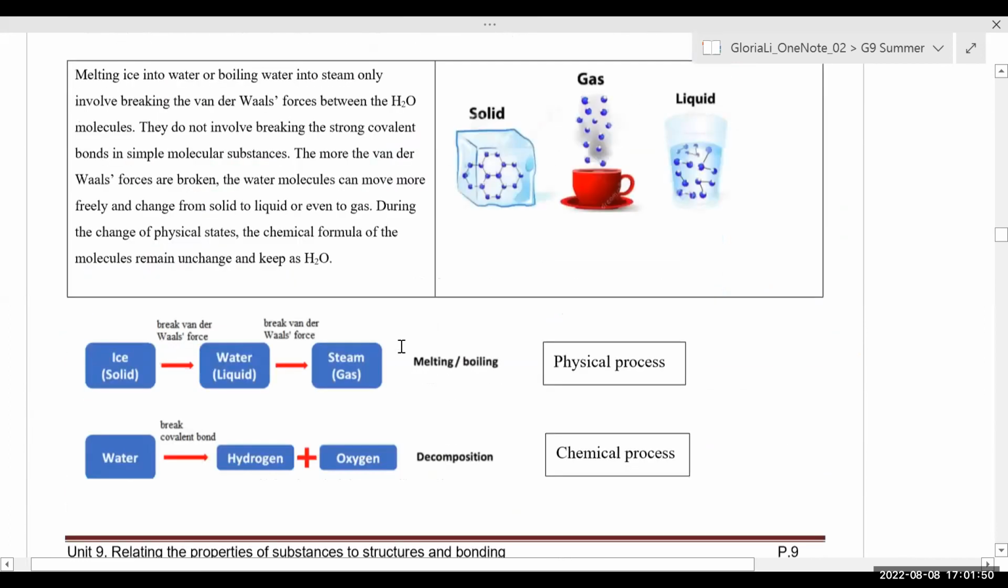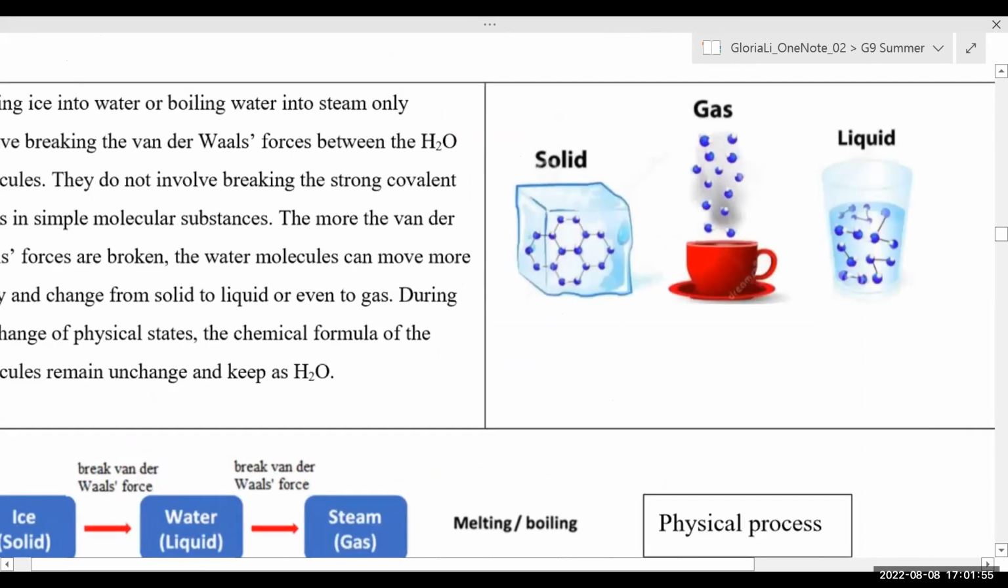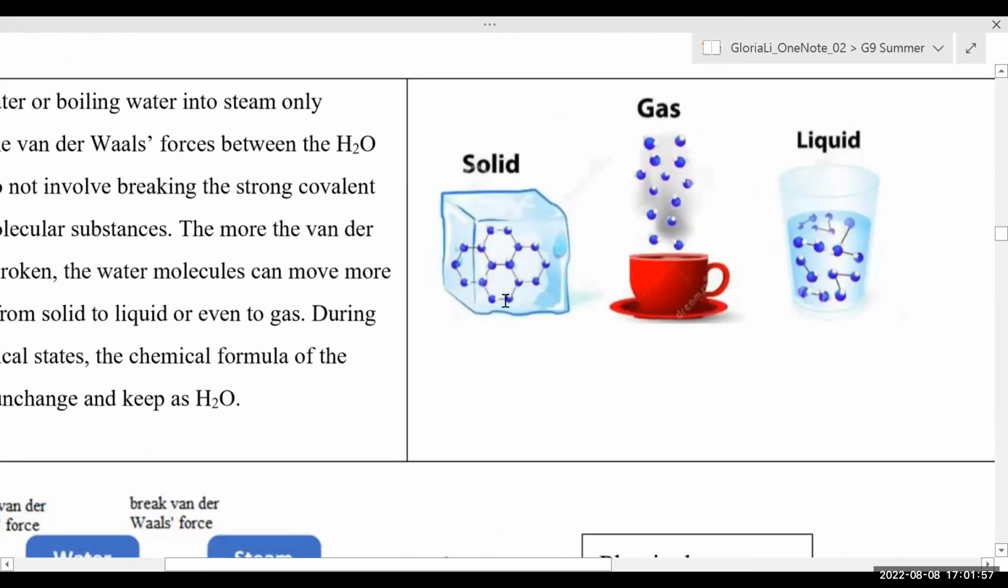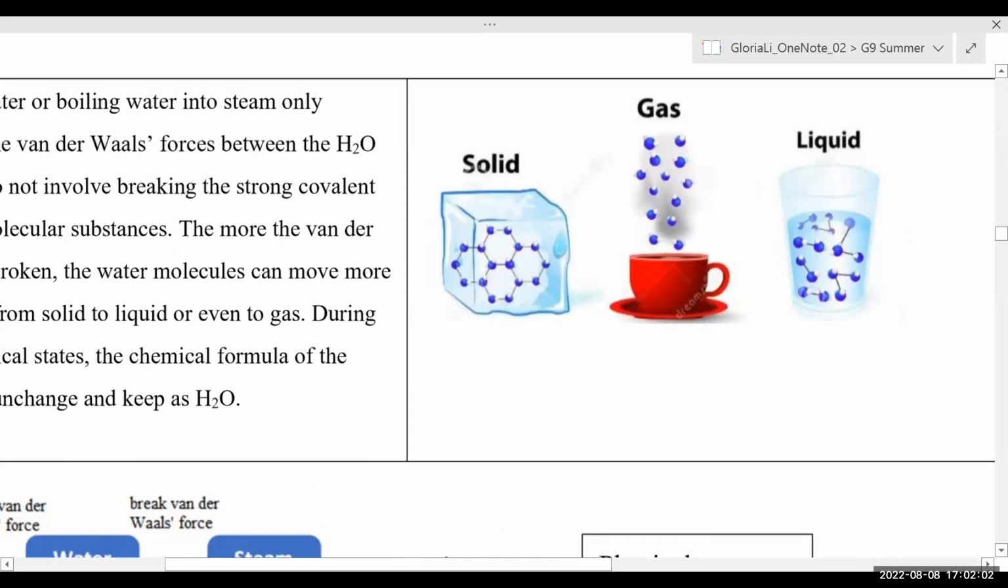So you better turn to page 9 of your notes. What we have thought about these pictures actually is not very clear enough. I hope you can understand. Each of the blue balls here represents an oxygen atom, and for each blue ball there will be two white balls, which represent the hydrogens. So each H2O molecule has 3 atoms, and between the atoms there will be strong covalent bonds.